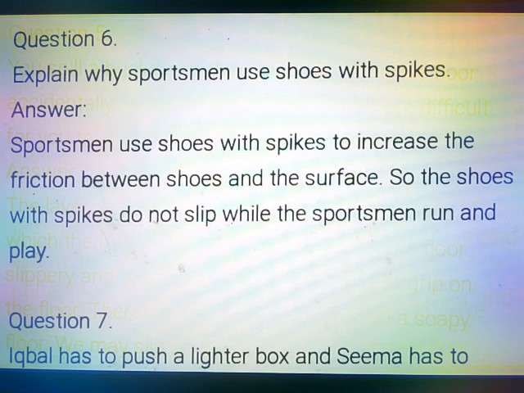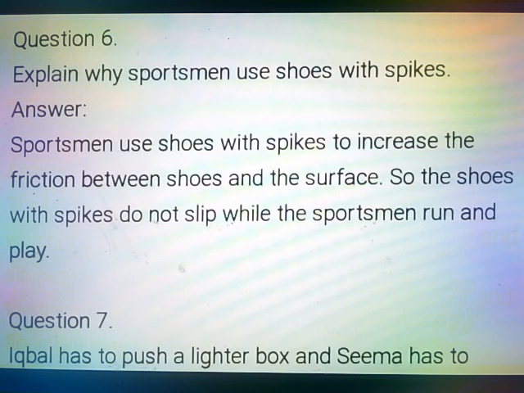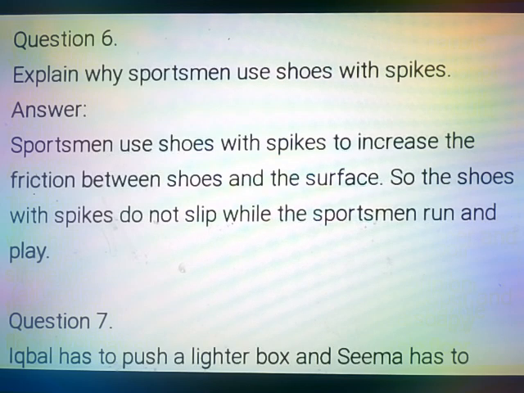Question number 6. Explain why sportsmen use shoes with spikes. Answer: sportsmen use shoes with spikes to increase the friction between shoes and the surface. So the shoes with spikes do not slip while the sportsmen run and play.